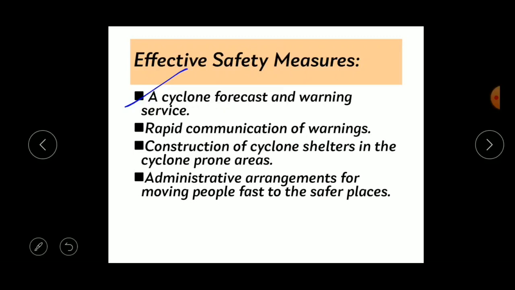So there should be a cyclone forecasting service that can warn the people of a particular area that can be hit by a cyclone. The next point is rapid communication of warnings. The warning should be communicated rapidly to the ships that are sailing in the sea, government agencies and the fishermen also. The next point is construction of cyclone shelters in the cyclone prone areas. Cyclone shelters should be built in the coastal areas. The next point is administrative arrangements for moving people fast to the safer places. The arrangement should be done to move the people to safer places. Understood, children?